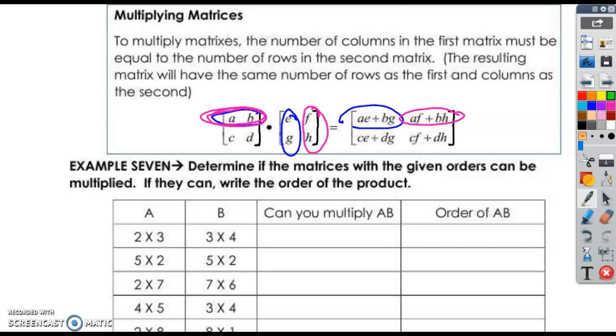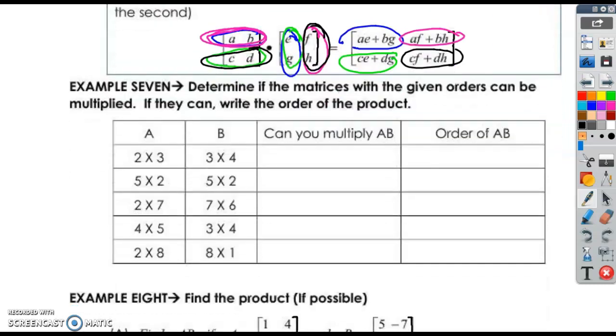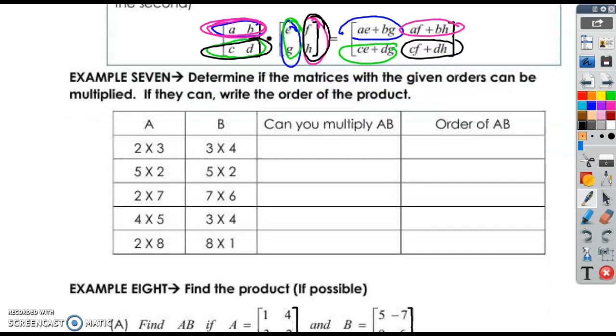Different color. Now we go to the second row and we multiply it by the first column. Add them together, put it here. And last but not least, we do this second row again and multiply it by the second column and we put it here. So that's what we're doing. In order to do that, the columns in the first matrix have to be the same as the rows in the second one.